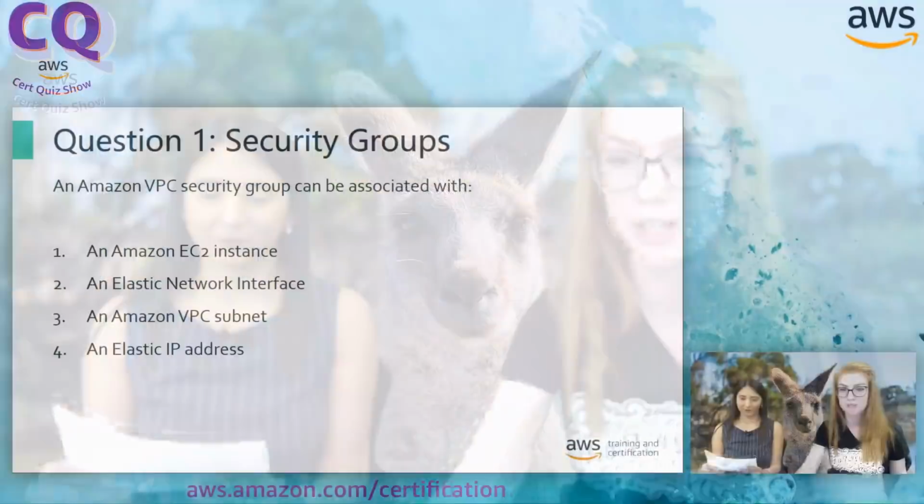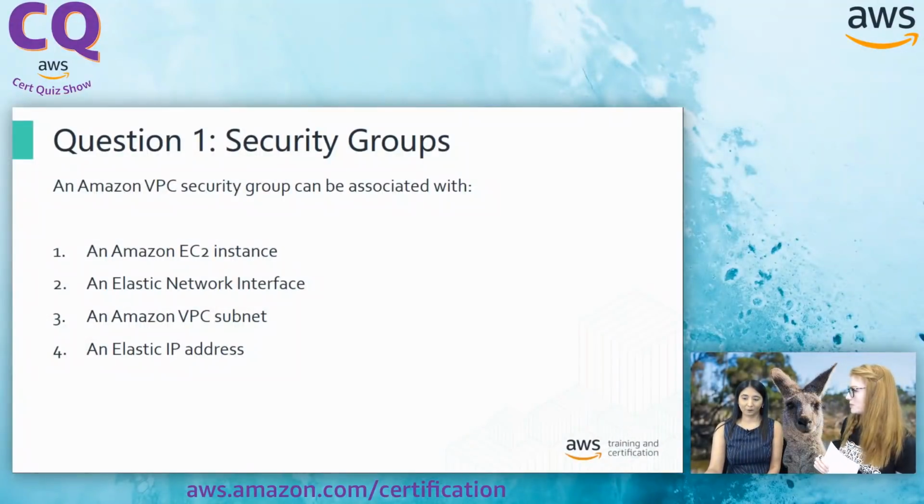Sure. Awesome. Question 1. Security groups. Ready? Sure. An Amazon VPC security group can be associated with... And for this question, Ash, I'm looking for one answer only.